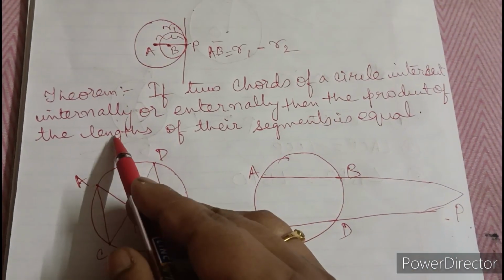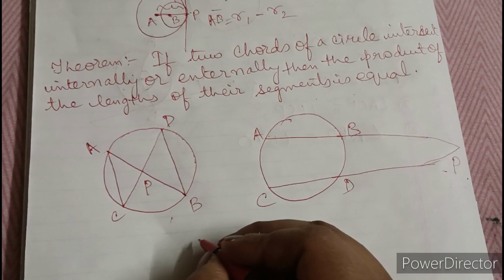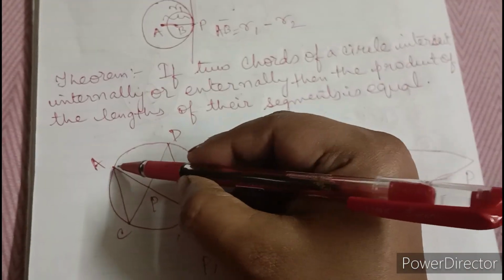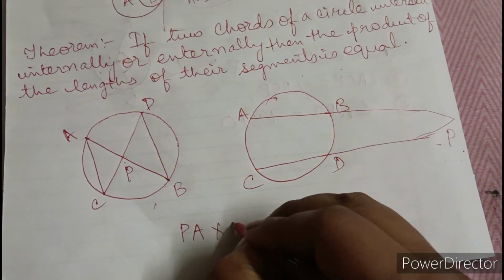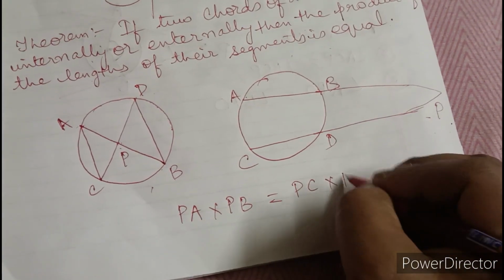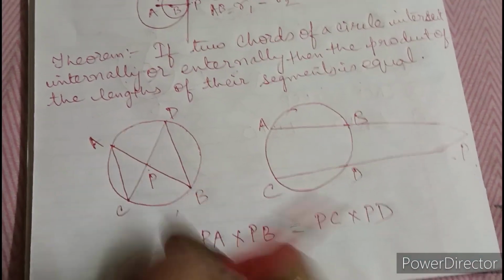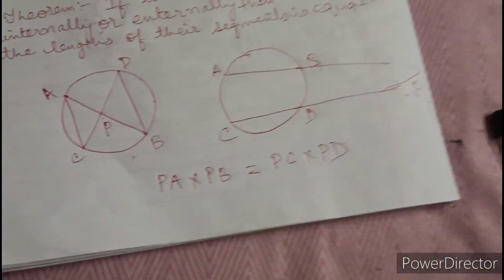Then the product of the lengths of their segments is equal. That means PA into PB will be equal to PC into PD. In this portion, you can easily understand this is one part segment. The chords are divided into two parts. PA into PB equals PC into PD.